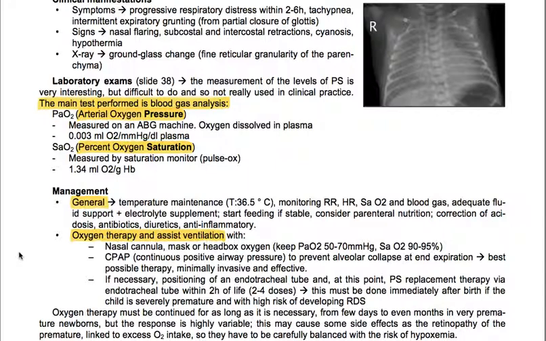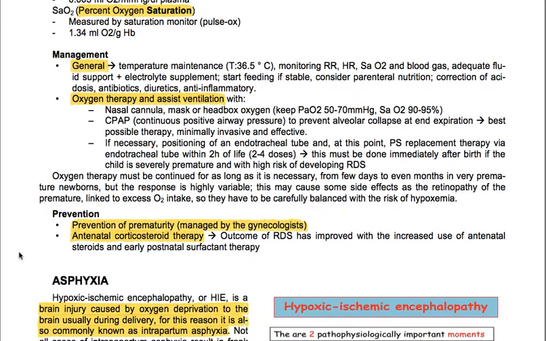The main test performed is blood gas analysis, to measure the partial arterial oxygen pressure, measured on an arterial blood gas machine, oxygen dissolved in plasma, and percent oxygen saturation, measured by pulse oximetry. Management.